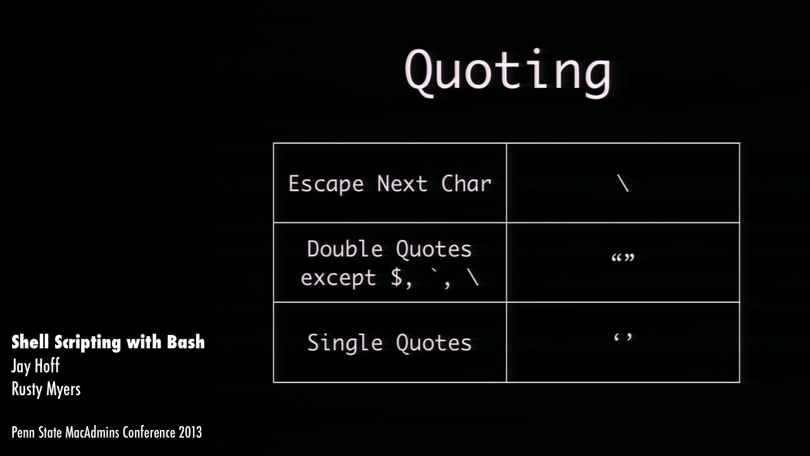Double quotes escape everything from the shell except for $. Make sure I get these right. The back tick, which is a back quote, it's usually up above the number, below the tilde, excuse me, next to the number 1 key. And then also the backslash. And then single quote escapes everything.